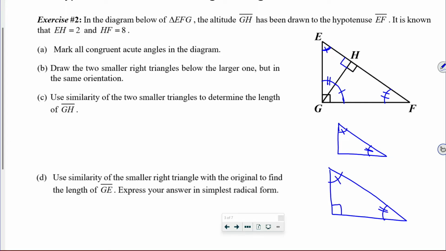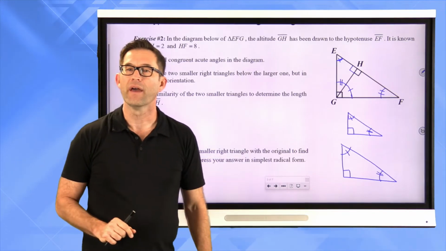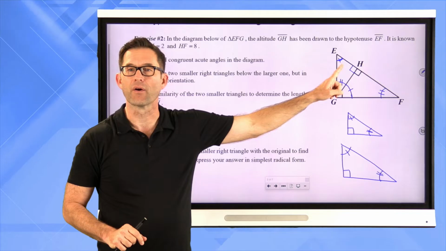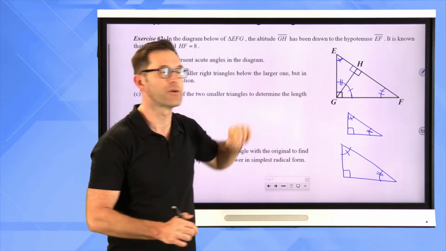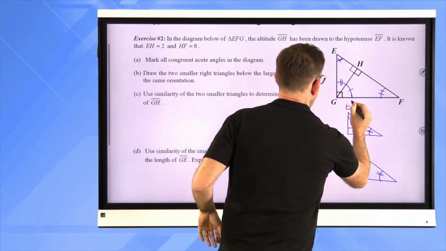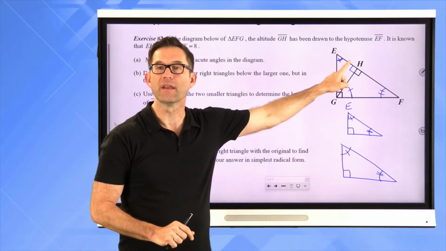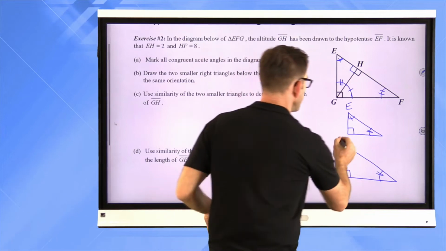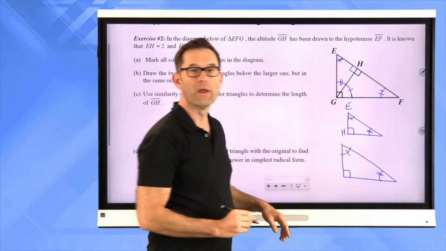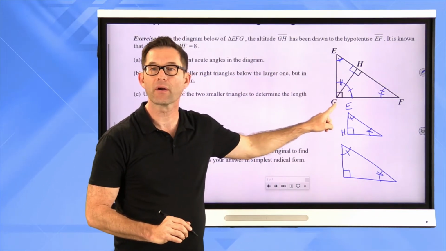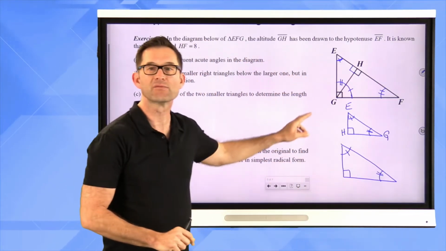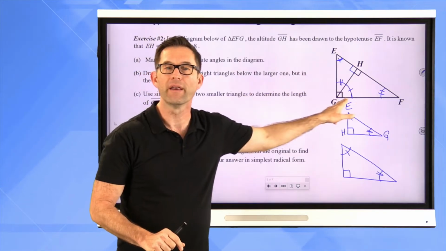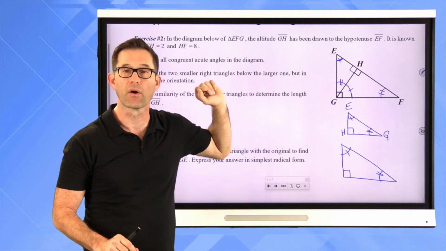And I'll throw my right angles in as well, just to have them. Okay, now, take my small triangle. What letter is sitting by the single arc mark? Well, that's letter E. What letter is sitting by the right angle? That's H. What letter is sitting by the double arc mark? And that's G. So that now is my small right triangle drawn in the same orientation as my larger one.